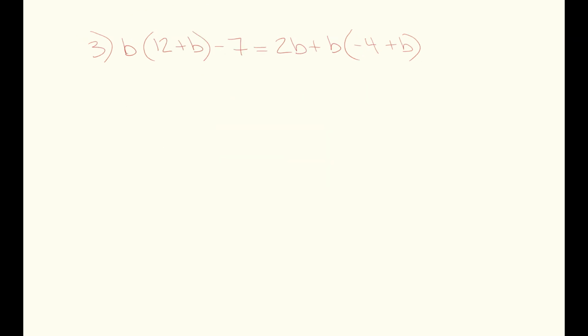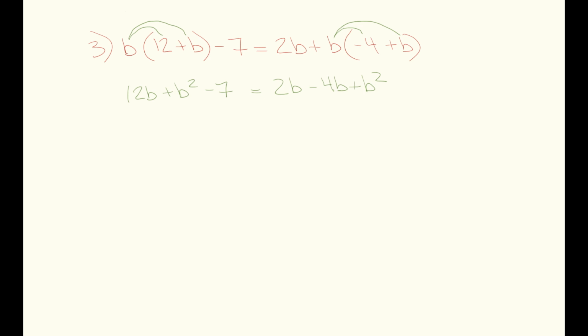The next problem is an equation because you see that equal sign, but still the distributive property applies. So every term that's in front of a parentheses, I'm going to go ahead and distribute. So right here, I'm going to get 12b plus b squared minus 7 equals 2b. b times negative 4 would give me negative 4b, and b times b would give me b squared.